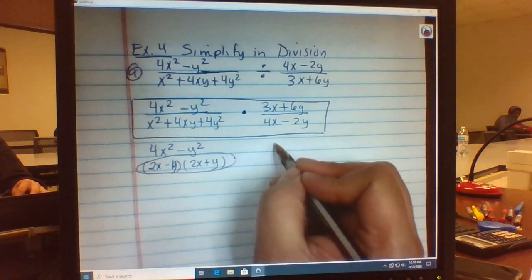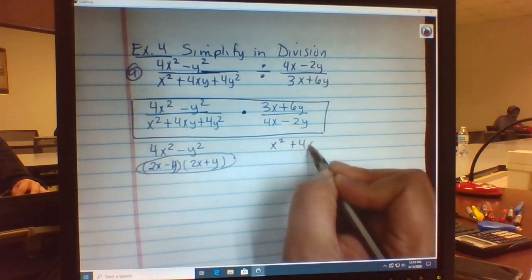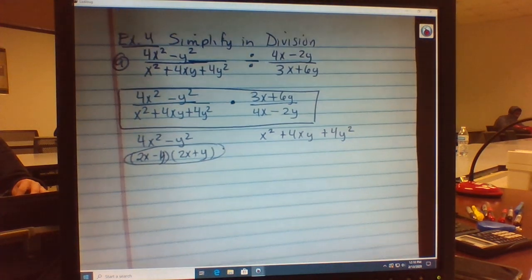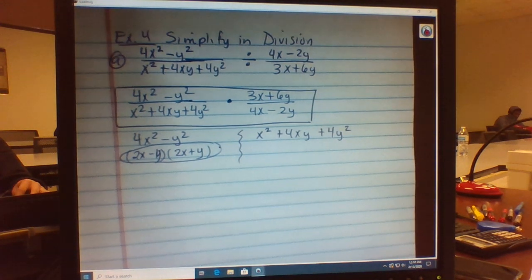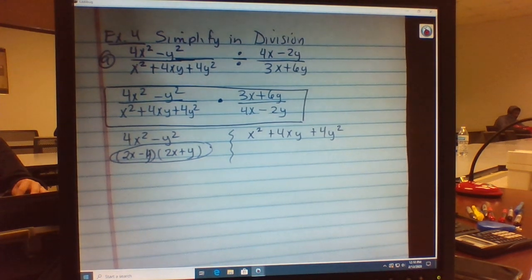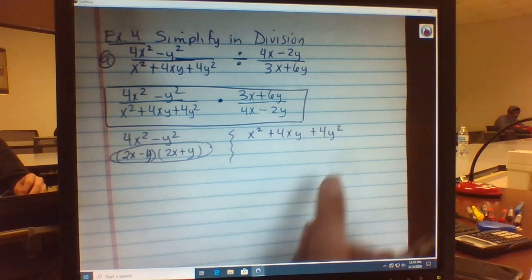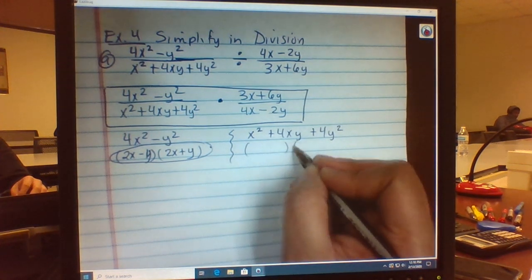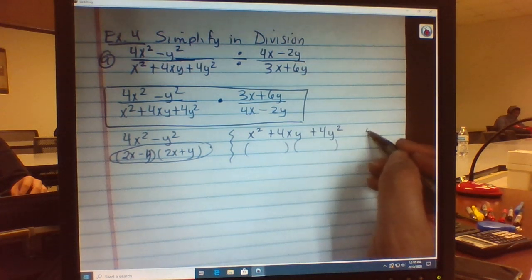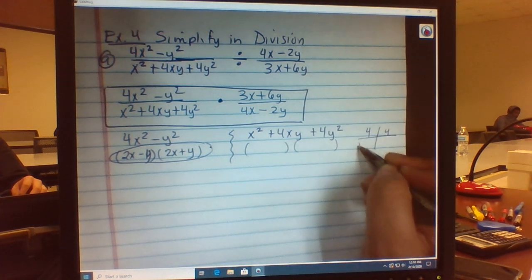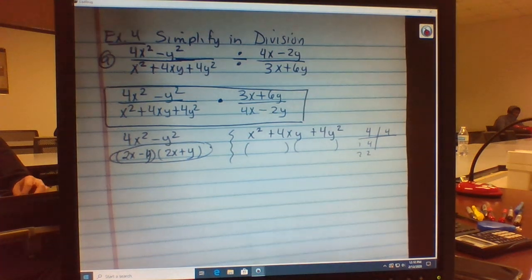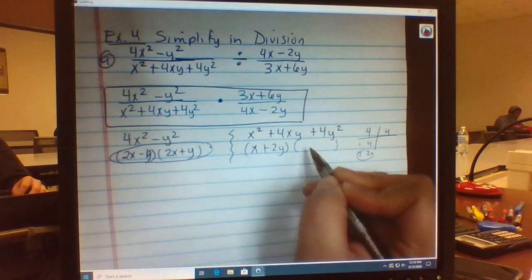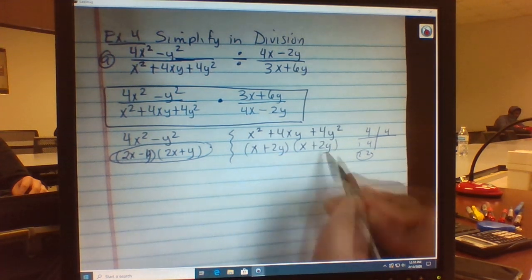And the last problems. Now this one, can I factor anything out? Nope. They don't all have an x, they don't all have a y, so we just need to be careful when we do this at the very end. But numbers that multiply to 4 and add up to 4, 1 and 4, or 2 and 2? 2 and 2. So this becomes x plus 2y, x plus 2y.